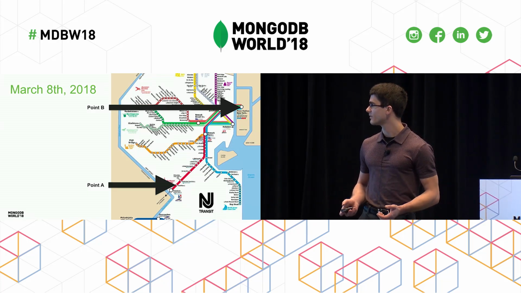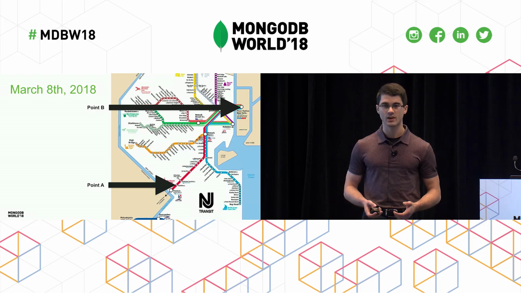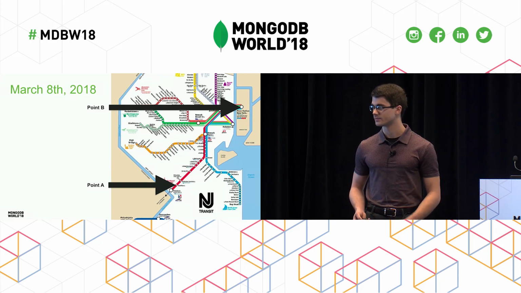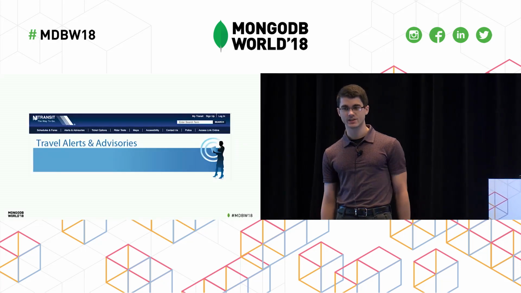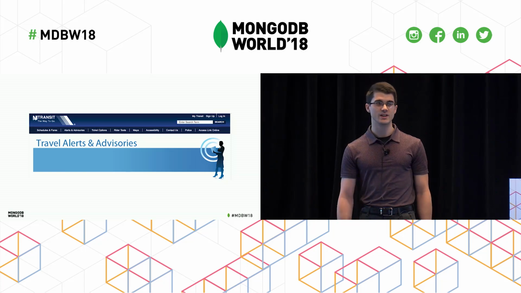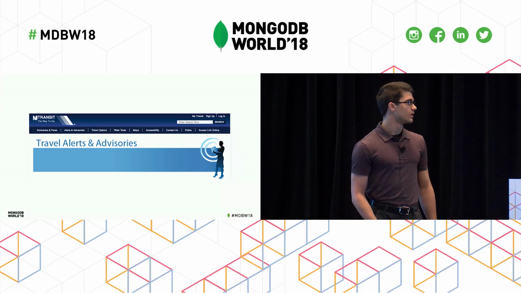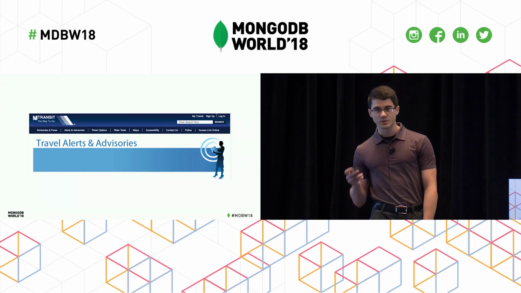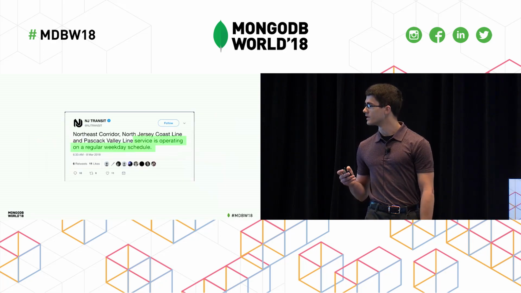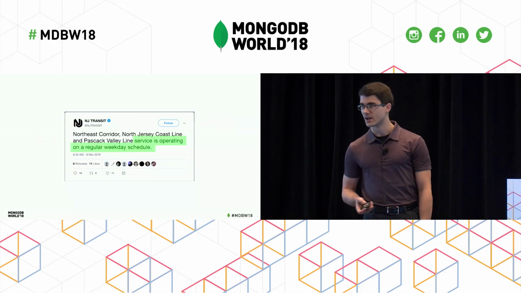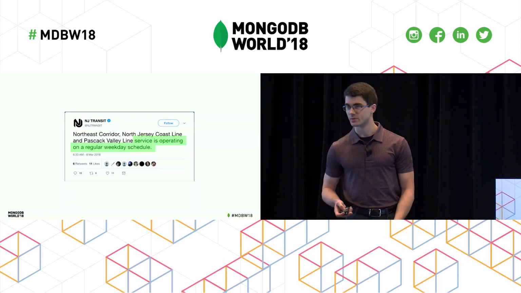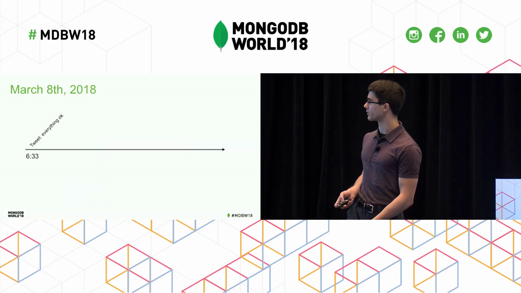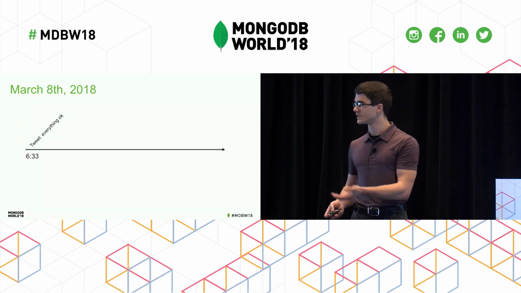So naturally, the morning after the storm, I wanted to check for all available information to make sure there were no delays or cancellations. I go to the train service's website, where they have alerts and advisories, and to my pleasant surprise, there was nothing. I go to the train service's Twitter account, and the most recent tweet I see is that the train line service is operating on a regular weekday schedule. This was at 6:33 a.m., and here's a timeline.